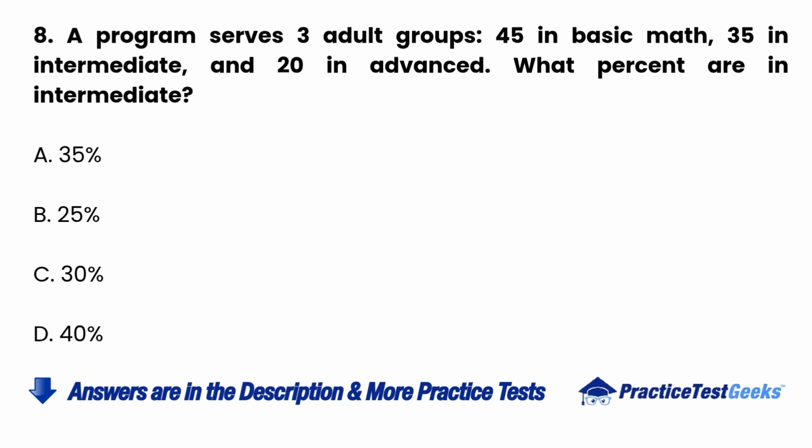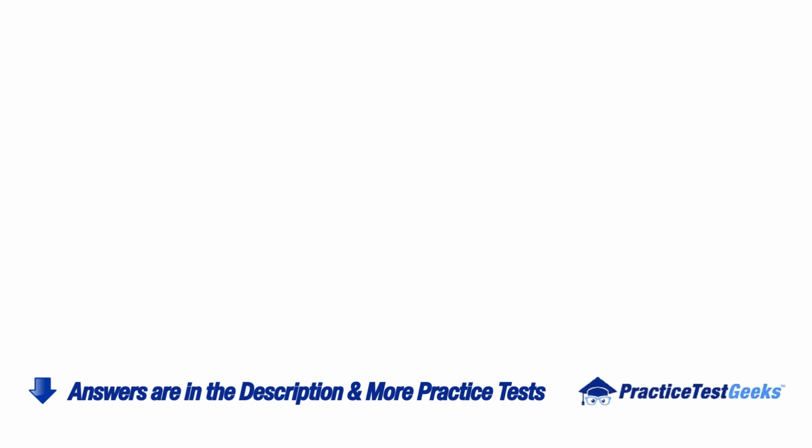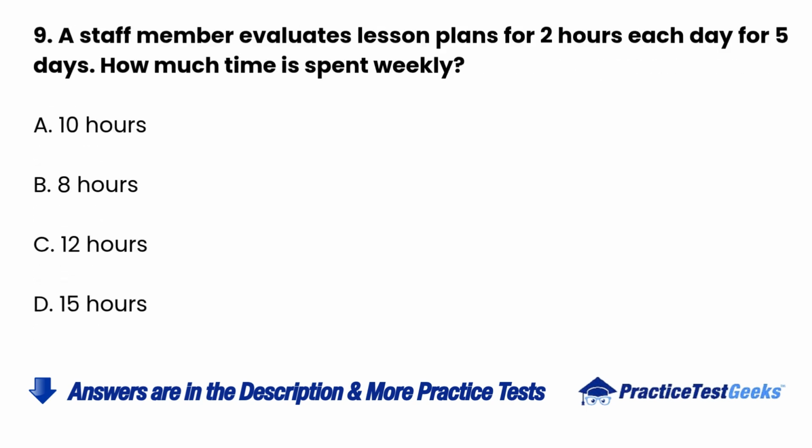8. A program serves 3 adult groups, 45 in basic math, 35 in intermediate, and 20 in advanced. What percent are in intermediate? A. 35%. B. 25%. C. 30%. D. 40%.